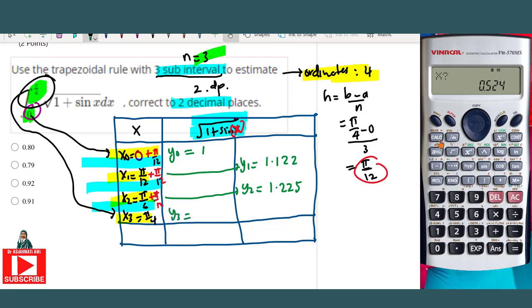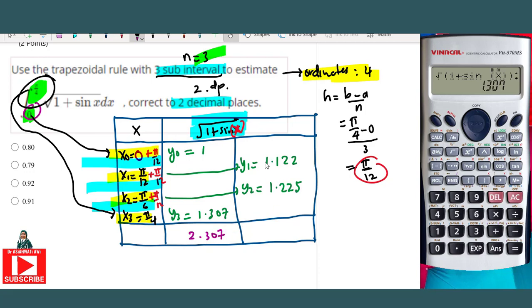Hit the button calc, and x is equal to pi over 4. Shift pi over 4 equal to 1.307. Okay, after that, for the second column, y0 plus y3. So 1 plus 1.307 is equal to 2.307.